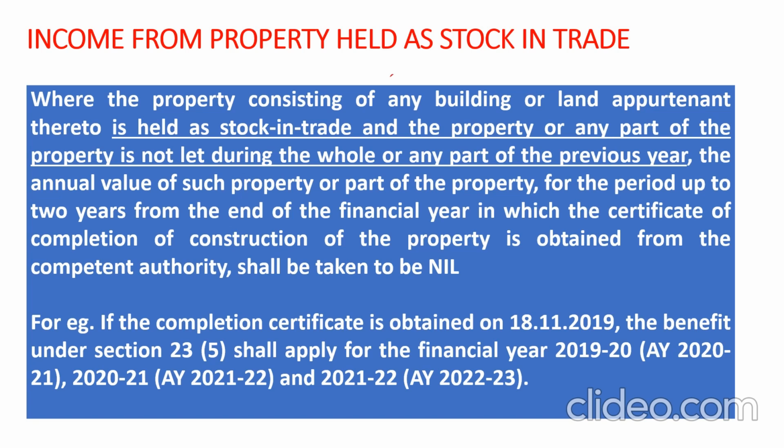So it's a 2 years period from the end of the financial year in which the CC, the certificate of completion of construction, is obtained. I have given an example. Look at this. If the CC is obtained on 18/11/2019, the benefit under section 23(5), what is the benefit? You can take the annual value to be nil. So it shall apply for the financial year 19-20, that is assessment year 2020-21, and then 2 years: assessment year 21-22 and assessment year 22-23.